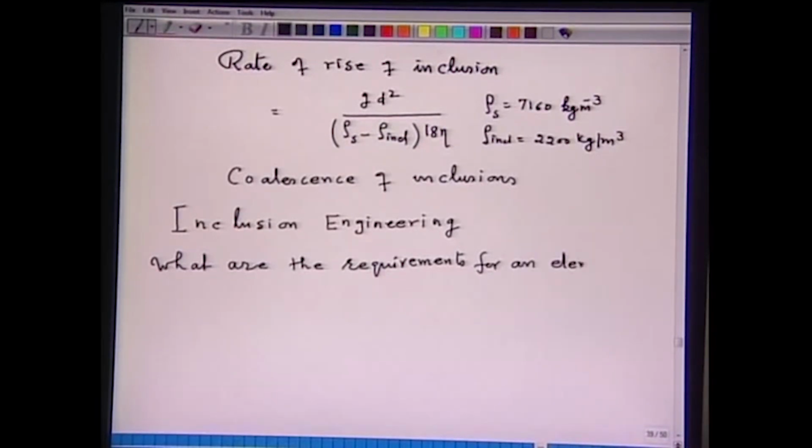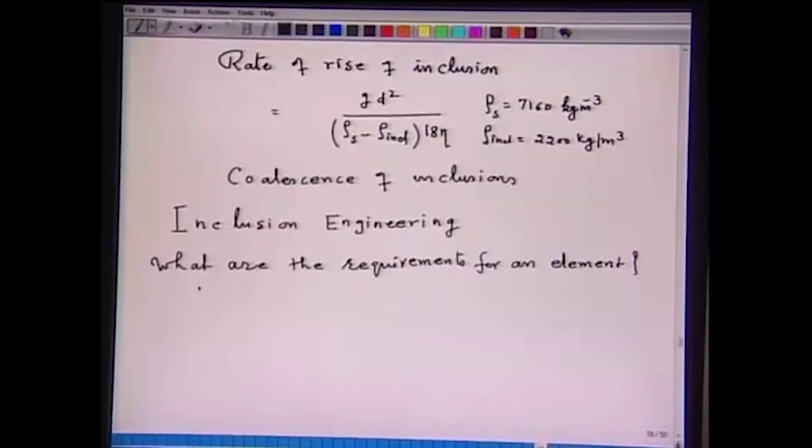For an element, what are the requirements? The first requirement is that it should have high affinity with the impurity. In fact, oxygen and sulfur are the two important impurities in the steel, and we are looking for an element which has a strong affinity with that impurity. However, if other impurities are there and you want to modify them, we have to find an element which has an affinity with that particular element.